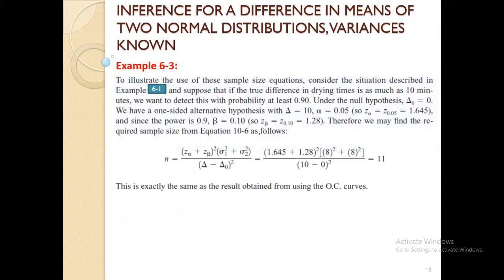For this, we use an example. If you know the delta is 10, you know alpha, and also you open the table, you can calculate Z alpha. For this case, we use the power of 90%. You substitute into the formula, you get about 11. That is the number of samples.